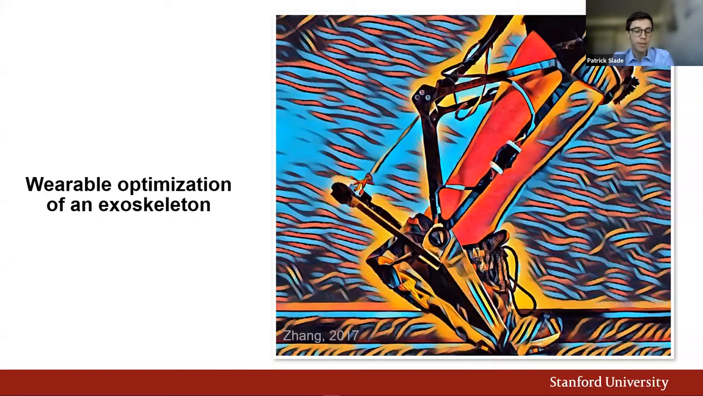And exoskeleton, you might be thinking something like Iron Man, but really it's best illustrated in this picture here. The device we'll be talking about today is an ankle exoskeleton, which helps apply torque to the ankle joint. These devices come in many shapes and sizes, but we'll be focusing on this design today.